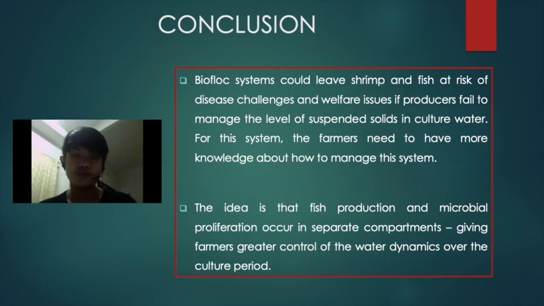As for the conclusion, this biofloc system could leave shrimp and fish at risk of disease challenges and welfare issues if producers fail to manage the level of suspended solids in culture water. So for this system, the farmers need to have more knowledge about how to manage it. But the idea is that fish production and microbial proliferation occur in separate compartments, giving farmers greater control of the water dynamics over the culture period.